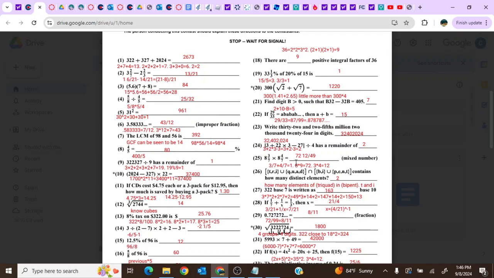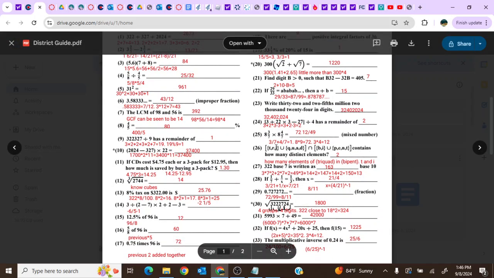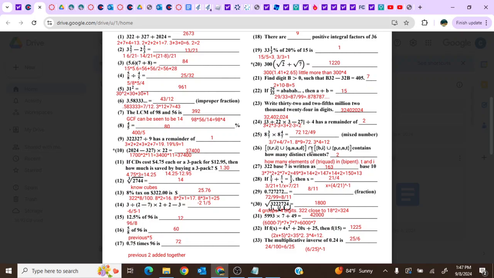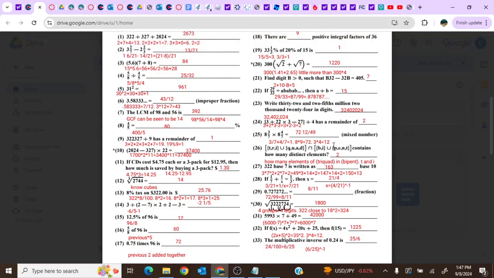26. Tri, union, quad, intersections of bi and pent contain how many distinct elements? So unions are combining all the elements in your list, and intersection is how many elements are in both lists. So, in other words, how many elements in triquad are also in bipent. So T is in there, R is not, I is in there, as you can see right here, by, Q is not, U is not, A is not, and D is not. So there are two distinct elements in the intersection.